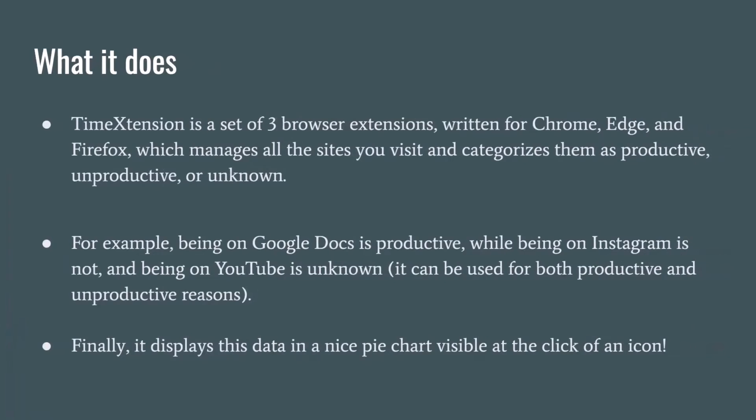Time Extension is a set of 3 browser extensions, written for Chrome, Edge, and Firefox. It manages all the sites you visit and categorizes them as either productive, unproductive, or unknown. For example, being on Google Docs is categorized as productive, and being on social media is unproductive. If you are on YouTube, Time Extension would record that as unknown, since YouTube can be used for both unproductive reasons like watching funny videos, and productive reasons like watching a coding tutorial. Finally, this data is displayed in a nice pie chart visible at the click of an icon.